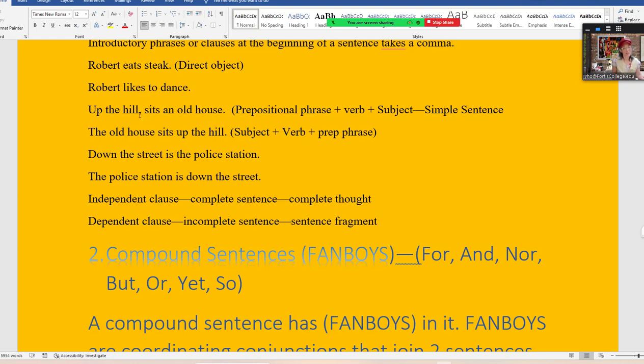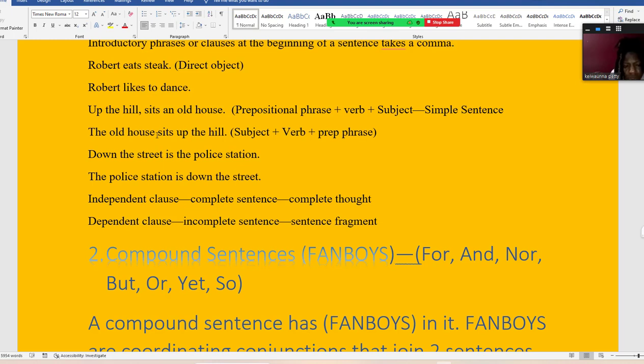British English is really full of, British people talk like, up the hill sits an old house. But Americans tend to simply say, the old house sits up the hill. That's much more common in American English. Down the street is the police station. I'm not doing a very good British accent, but anyway. Down the street is the prepositional phrase, is the verb, and then the police station is the subject, which has the same exact meaning as the police station is down the street. Subject, verb, object. And so you can thank the British for that sort of thing.